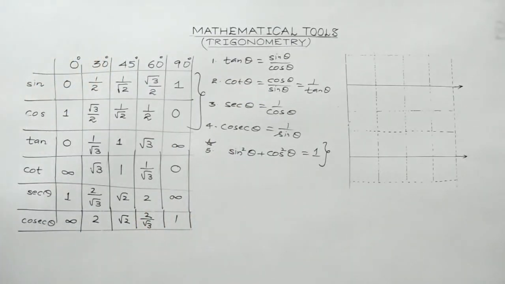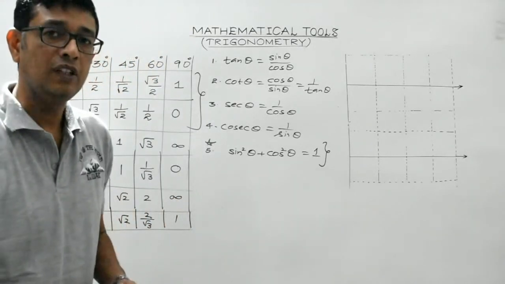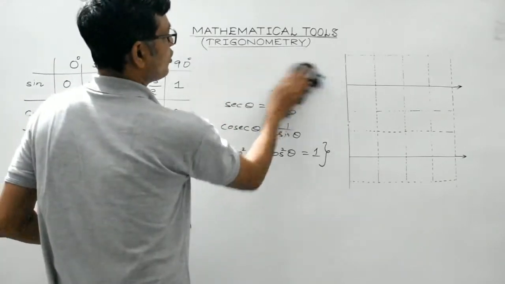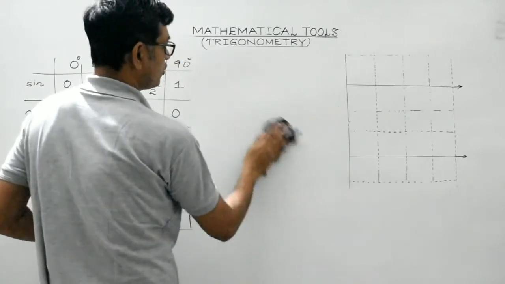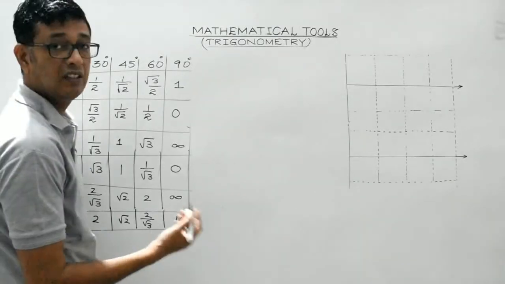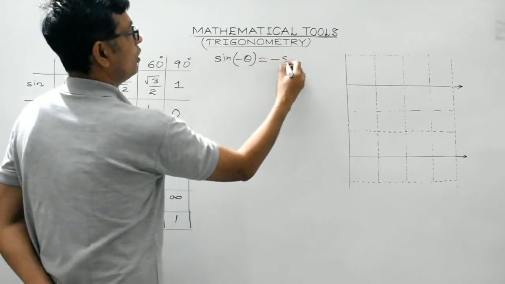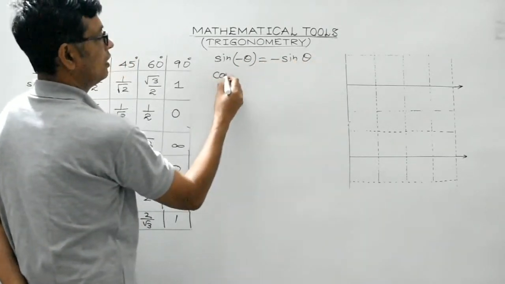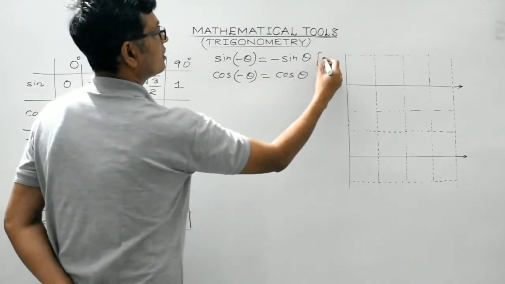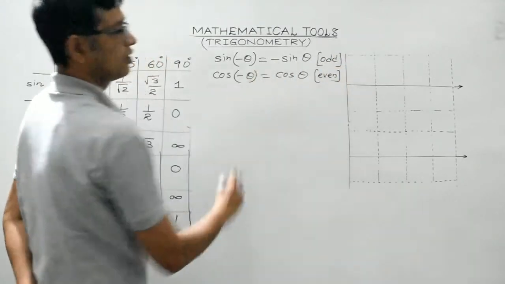Now, before we proceed further, we need to make ourselves familiar with the concept of even and odd functions, right? So here I would like to mention that sine is an odd function while cosine is an even function. So what it means is sine minus theta, it is equal to minus sine theta, while cos minus theta, it is equal to cos theta. Sine is an odd function while cosine is an even function.